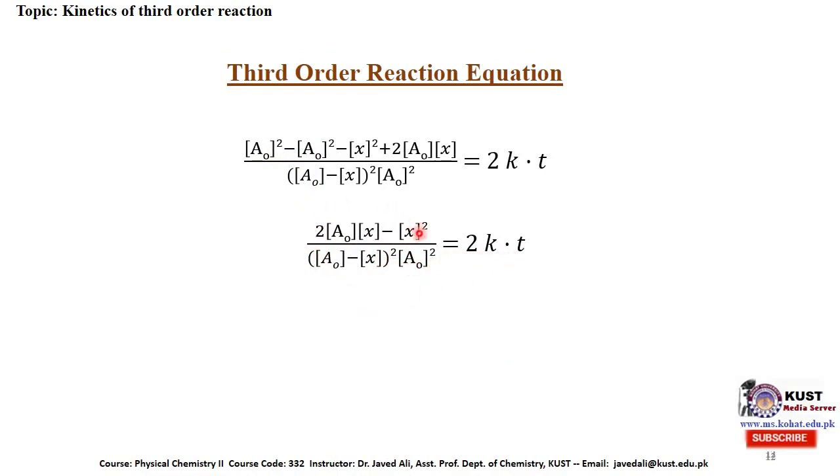Now in this equation we have a naught and x. A naught represents the initial concentration of reactant and x represents the concentration of product. So we can also represent the third order equation in this form, where we can determine the product concentration at any time. Further, we can arrange this equation into x into (2a naught minus x), divided by (a naught minus x) whole square, into a naught square, is equal to 2kt.